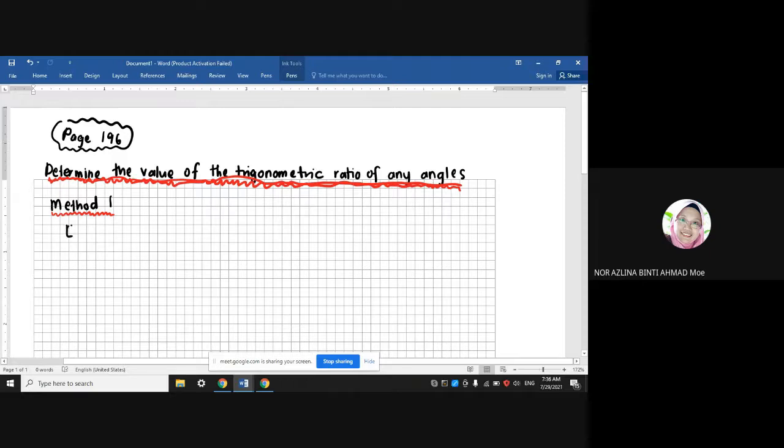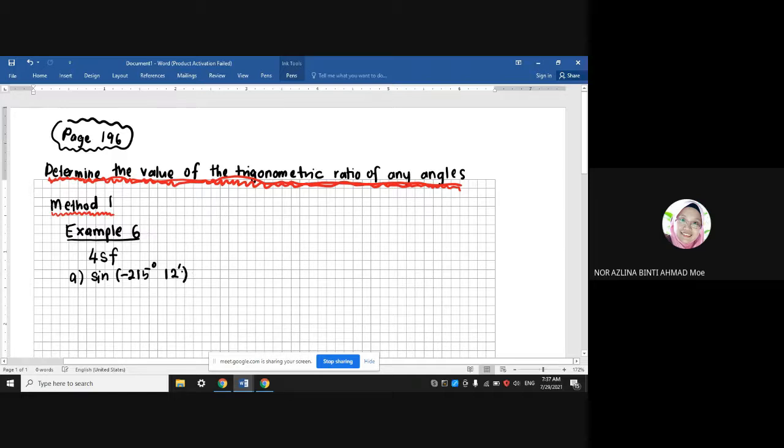So now example 6. Use a calculator and find the value of each of the following trigonometric ratio correct to 4 significant figures. Okay, the question asks you to find the value and give your answer in 4 significant figures. Okay, not 4 decimal places, 4 significant figures. So for A, sin negative 215 degrees and 12 minutes.